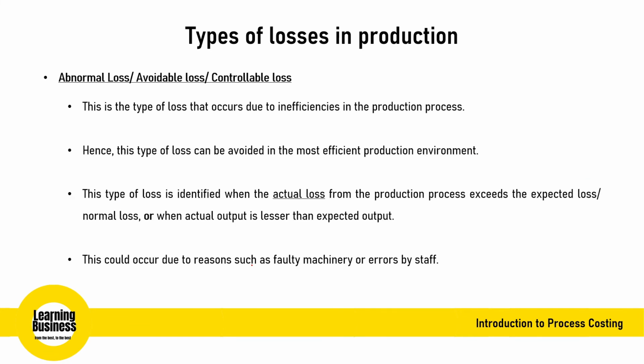Now abnormal loss is a different situation. Abnormal loss is also called avoidable loss and controllable loss. This is a type of loss that the company has control over. They could have avoided it if they had worked in an efficient environment. Abnormal losses happen if you're operating in an inefficient environment.